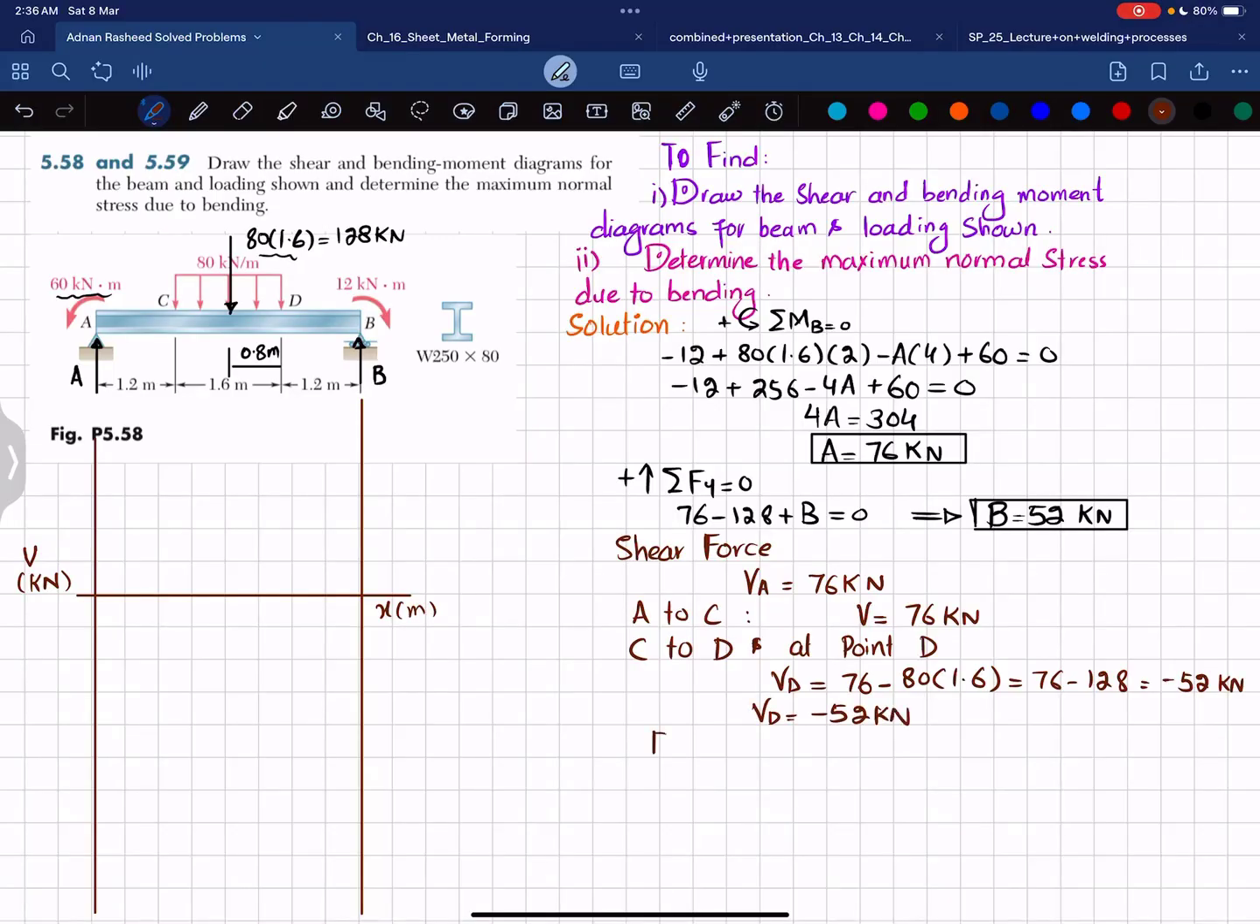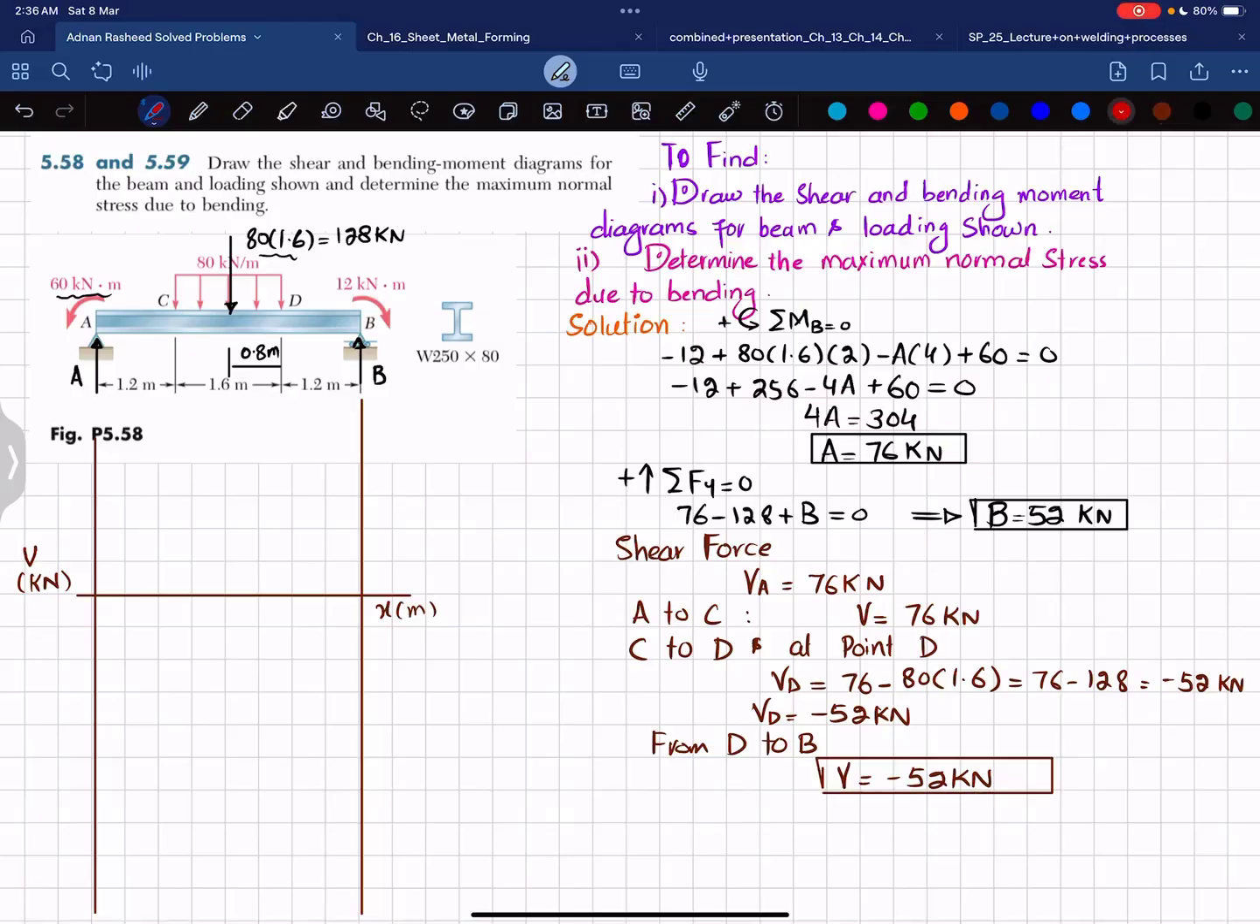So VD is equal to minus 52 kilonewton. From D to B, you can see there is no load, so the shear force from D to B will be equal to minus 52 kilonewton. Now you have all these values, so let's move and draw the shear force diagram.